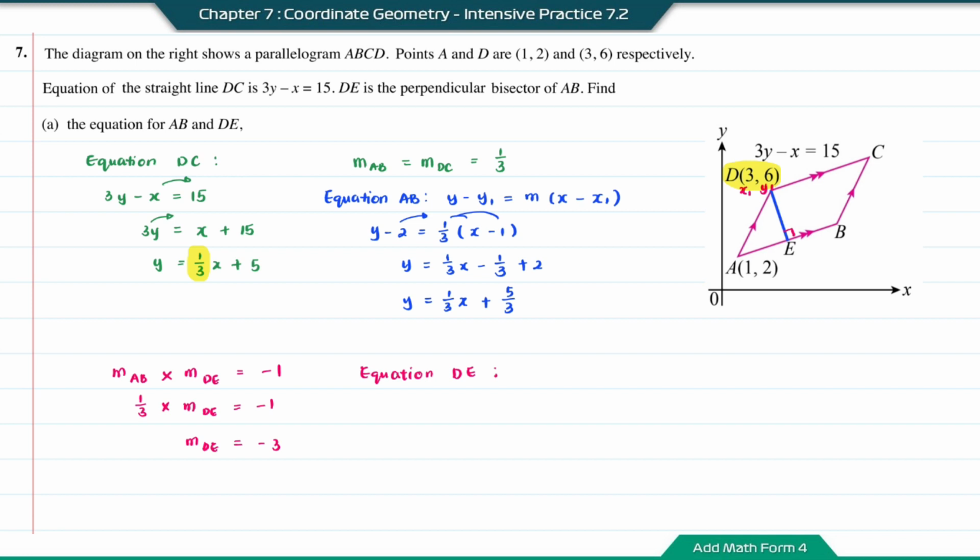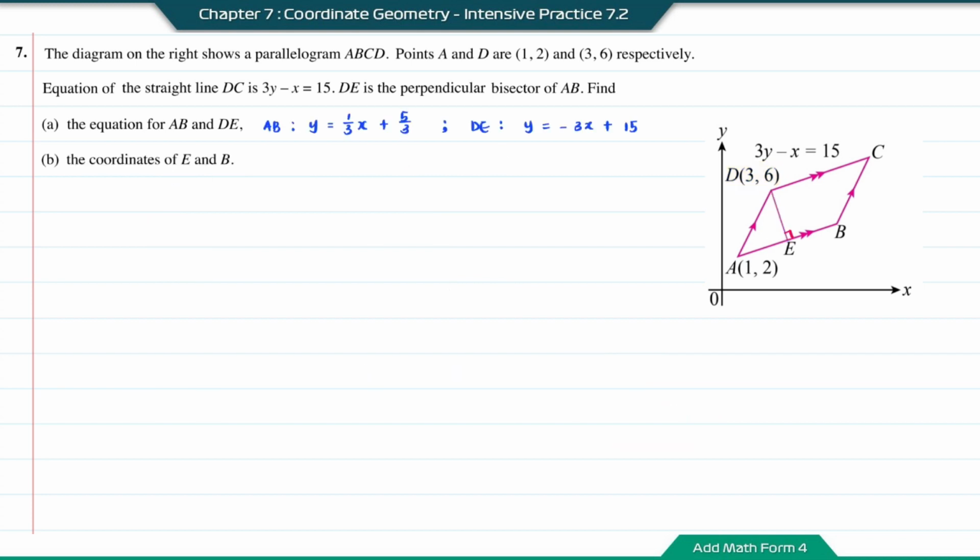So using the same method that we used to find the equation of AB, the equation of DE will be y minus 6 equals negative 3 bracket x minus 3. So expand this: y is equal to negative 3x plus 9, then move the negative 6 to become plus 6. So y is equal to negative 3x plus 15. So here I'm just going to leave the answer in gradient form.